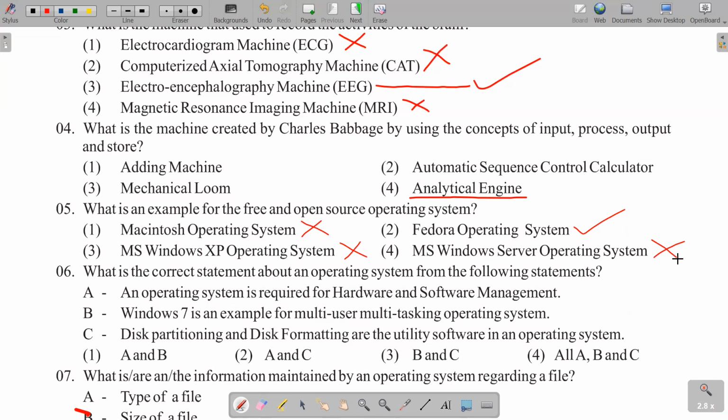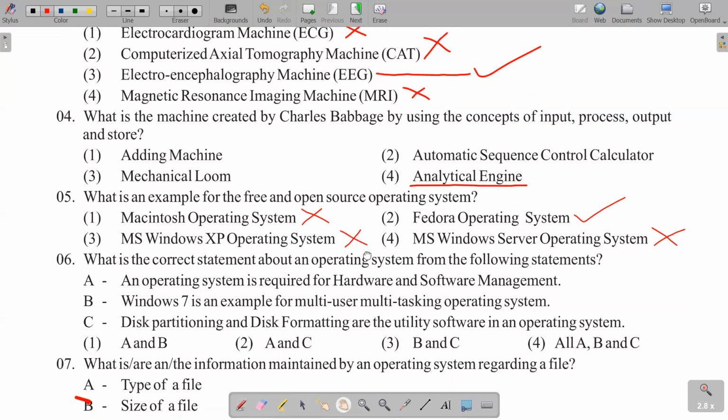If you think about open source operating systems, there are Fedora, Linux, Unix, and Android. Those can be considered operating systems which are free and open source. On the other hand, Macintosh, iOS, and Microsoft versions are all considered paid or licensed software.